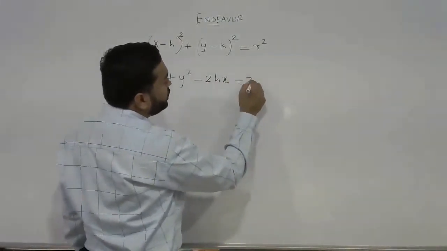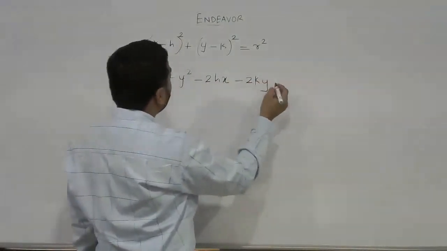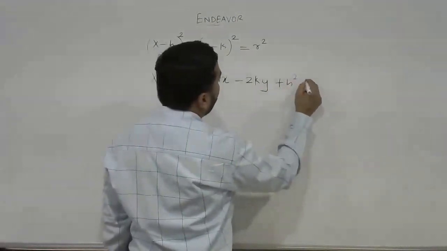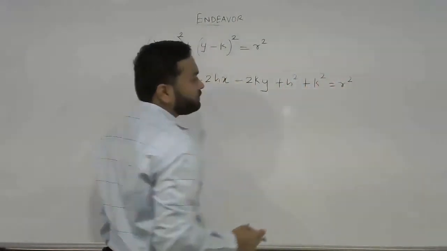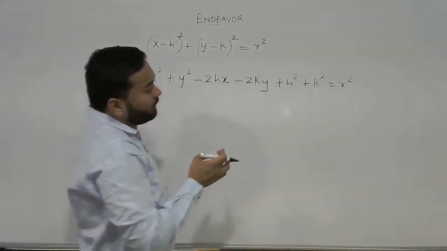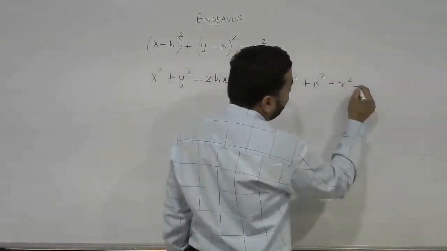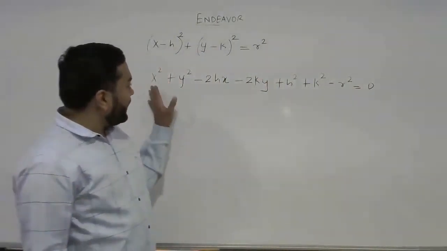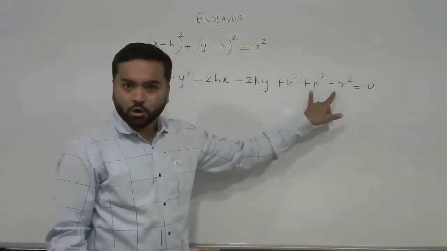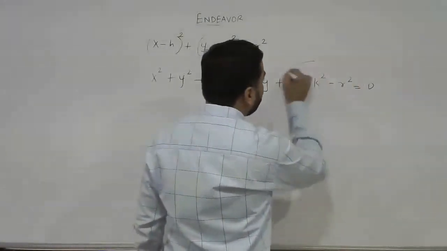I'll have minus 2ky plus x square plus k square is equal to r square, right? Let me bring r square on the left hand side. This becomes 0. So this has some variable. These are entirely constant. So let us keep this as c.